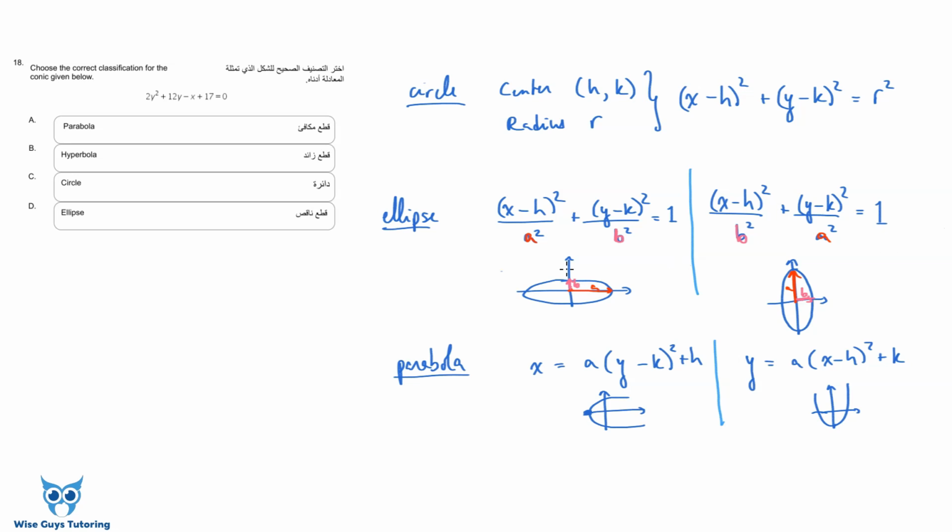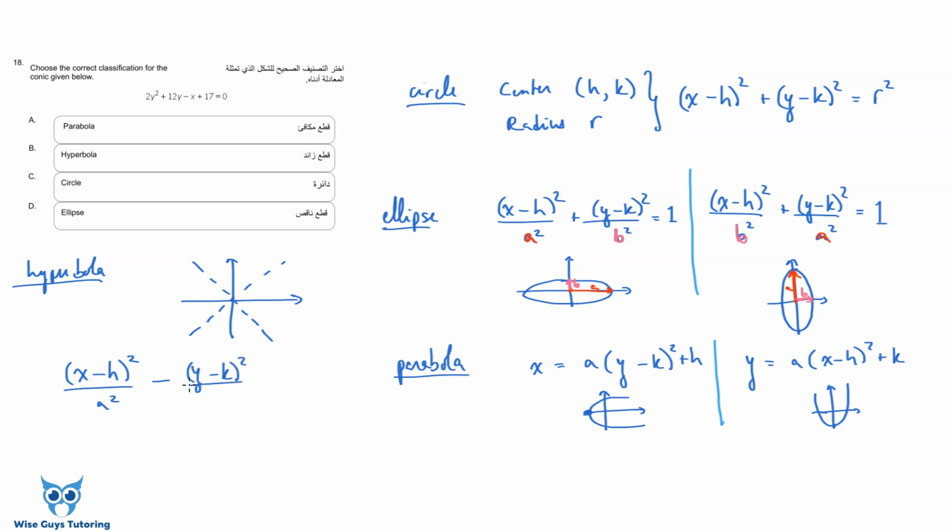Now the last one is a little bit more complicated one. It's called a hyperbola. So I'll put it over here so we have a bit more space. Hyperbola. This is what a hyperbola is about. First, you've got two asymptotes, like so. Okay. Now a hyperbola has this kind of equation. It's x minus h squared over a squared minus y minus k squared over b squared equals 1. And what it looks like is this.